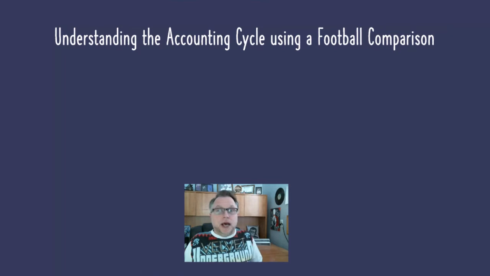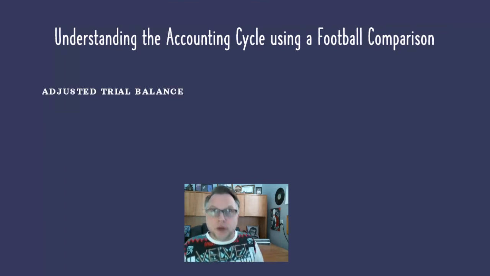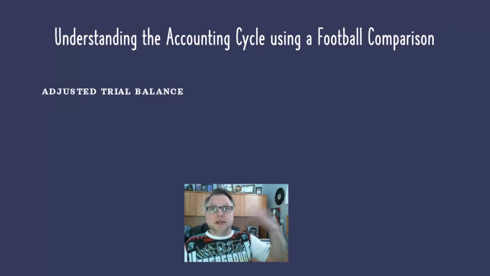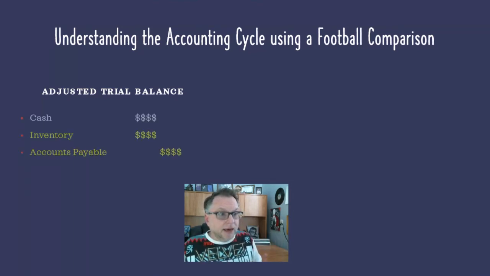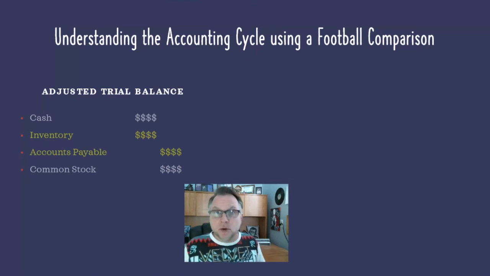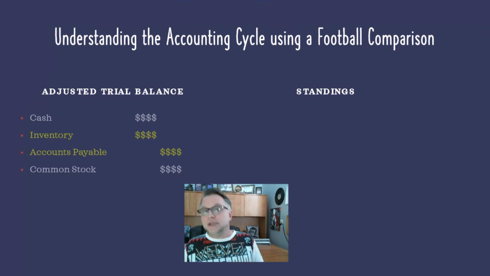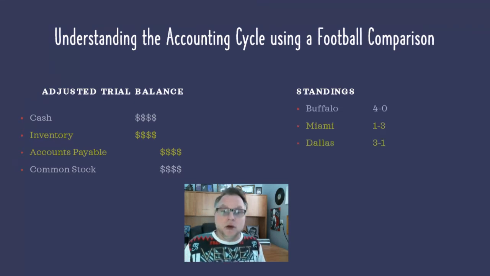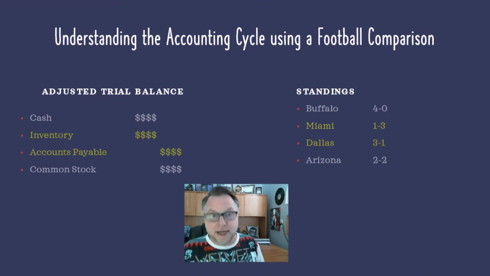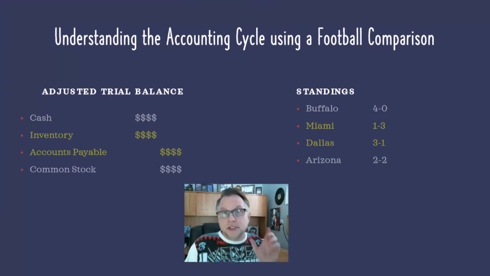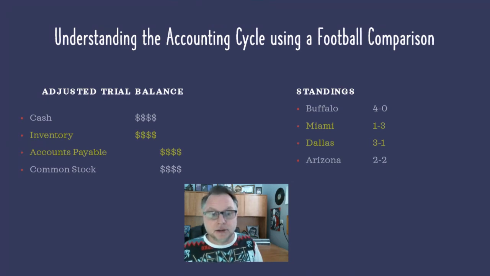So then, of course, our next step is going to be an adjusted trial balance, because now we've redone a journal entry, we've redone a ledger. Now we've got to redo that trial balance, and we're going to have new values for our inventory and accounts payable on that adjusted trial balance. Just like in our standings, unfortunately for Miami, they're going to have a worse record, and Dallas is going to have a better record based on that rules violation. So that's how the adjusted standings in football is our comparison for the adjusted trial balance in the accounting cycle.